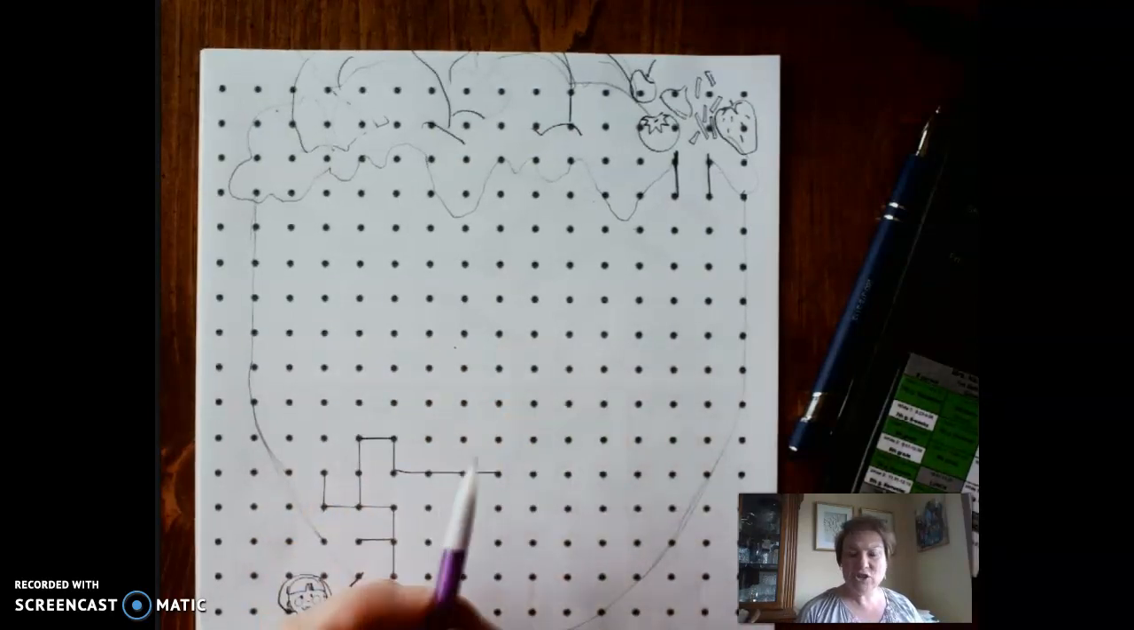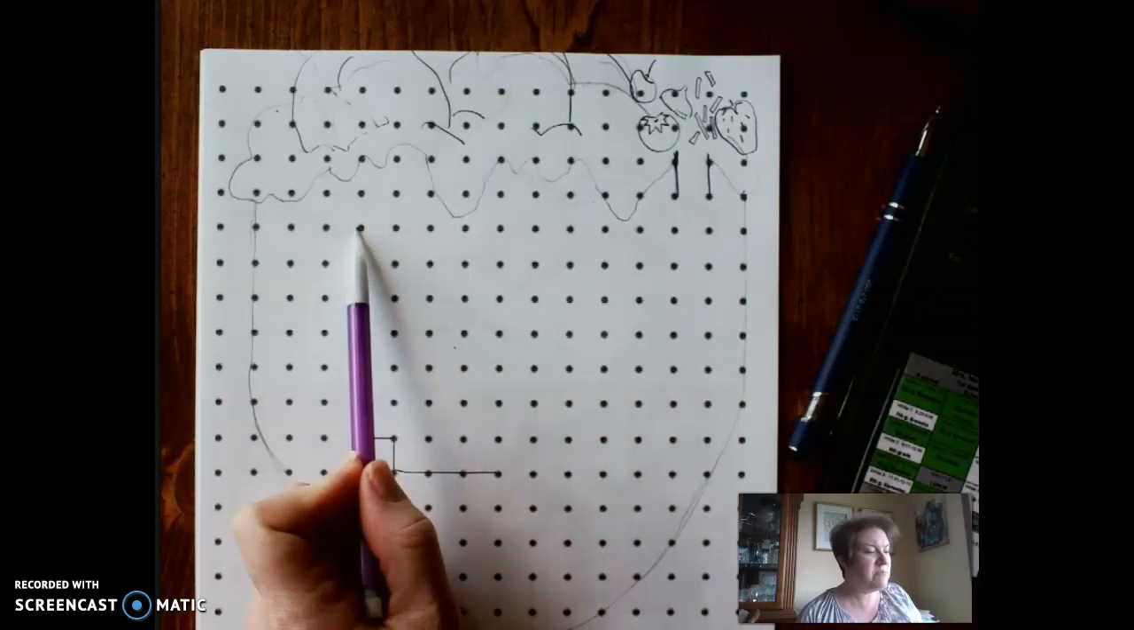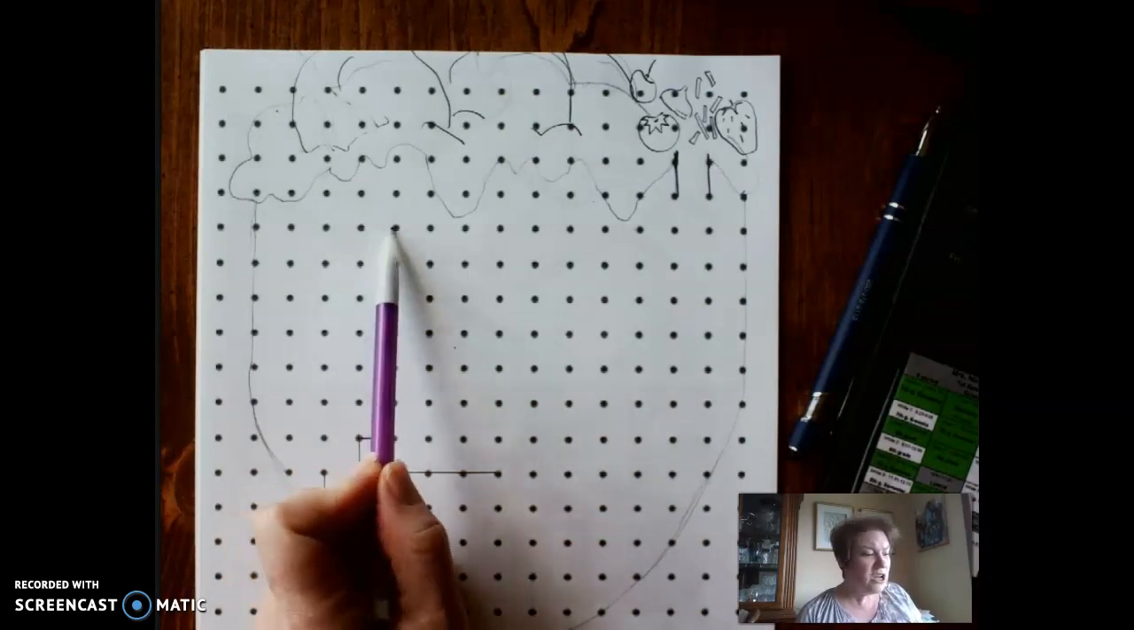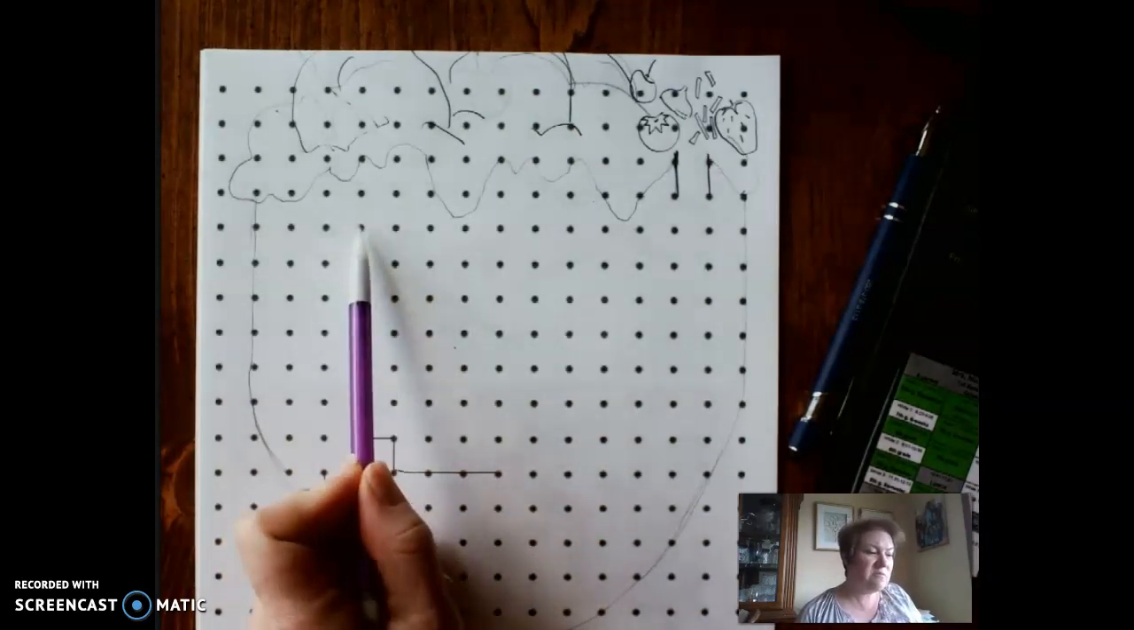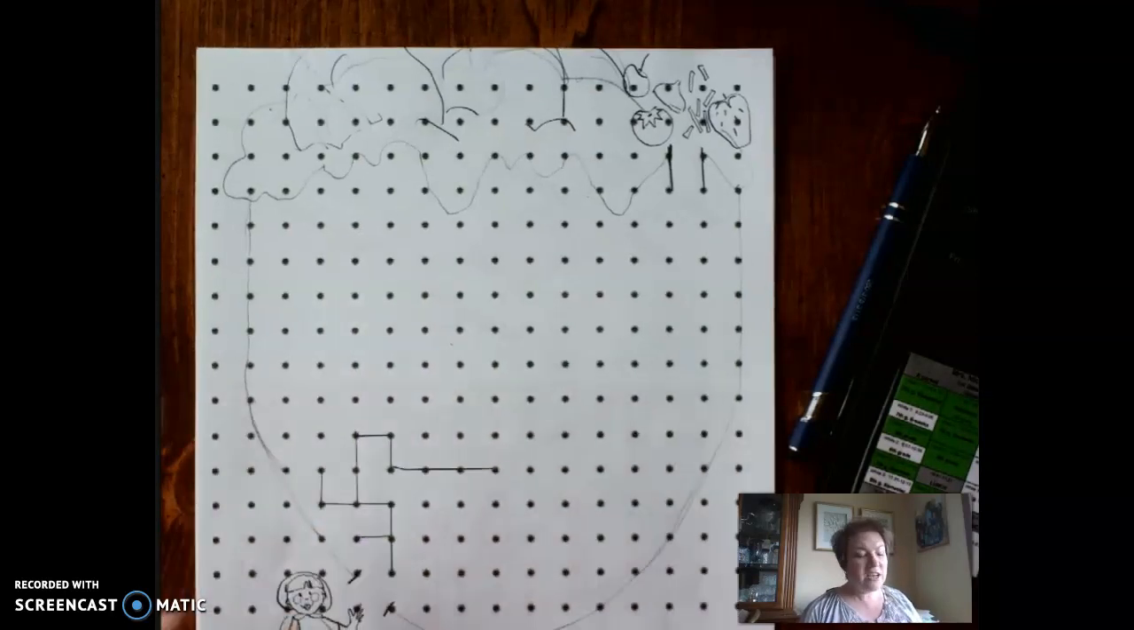This is isometric grid paper. ISO just means same, metric, measurement, so these dots are the same distance apart. I went in and drew the outline of my shape.